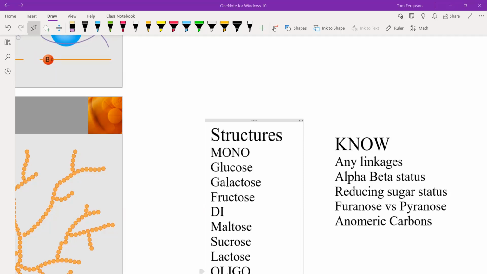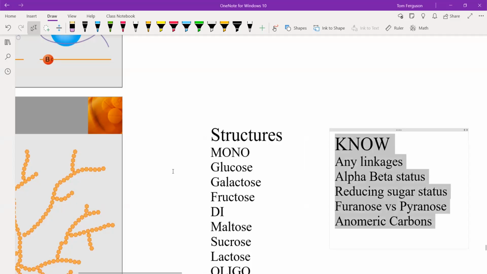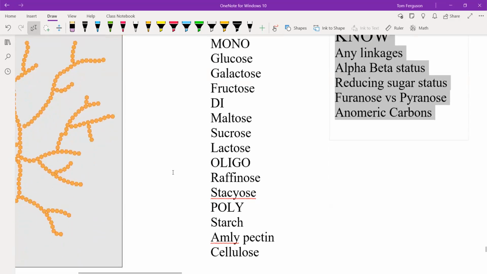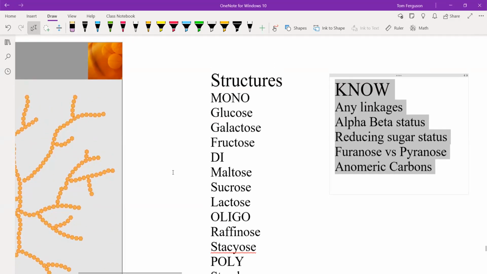I had a quick question. Yeah. So for the structures, I know how you said we'll have to name them and their linkages and stuff like that. Would we also have to know how to draw out every single one of those structures? Yeah. Okay, thank you. That's why I'm saying flashcard city.